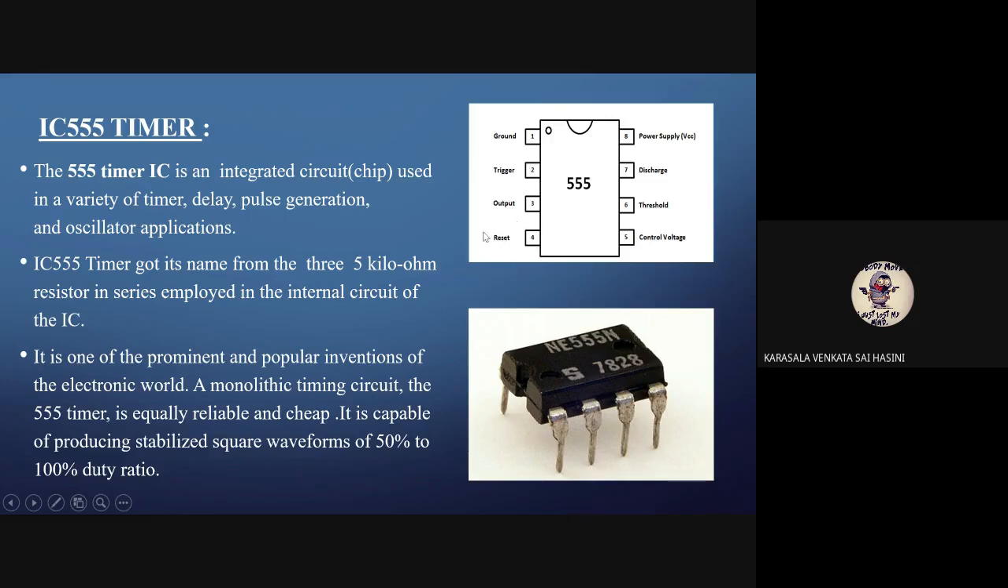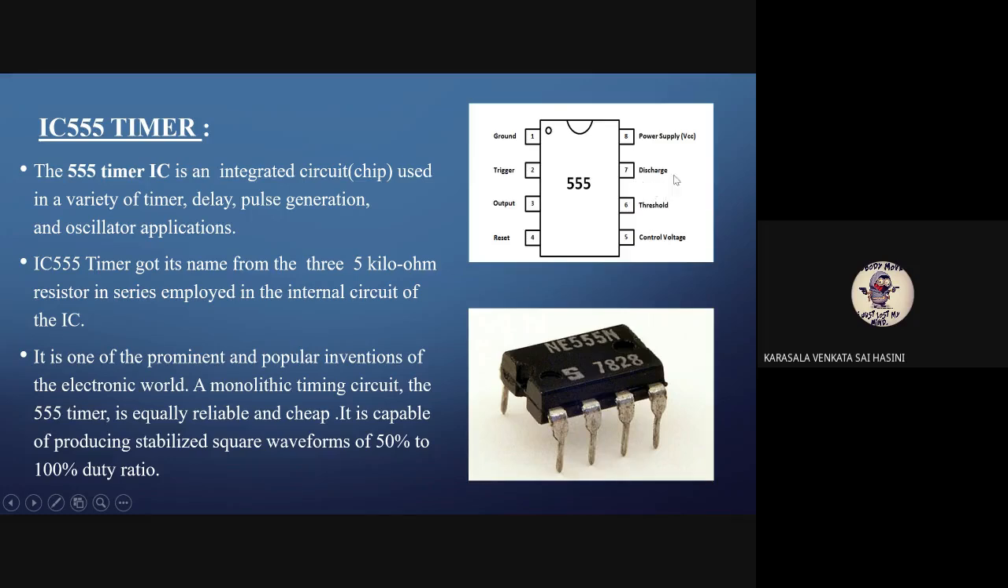Pin 4 is the reset terminal. Here, the output is reset irrespective of the input condition. Pin 5 is the control voltage terminal. Here, the threshold and trigger levels are controlled using this pin. Pin 6 is the threshold terminal. This is the non-inverting input terminal of comparator 1.